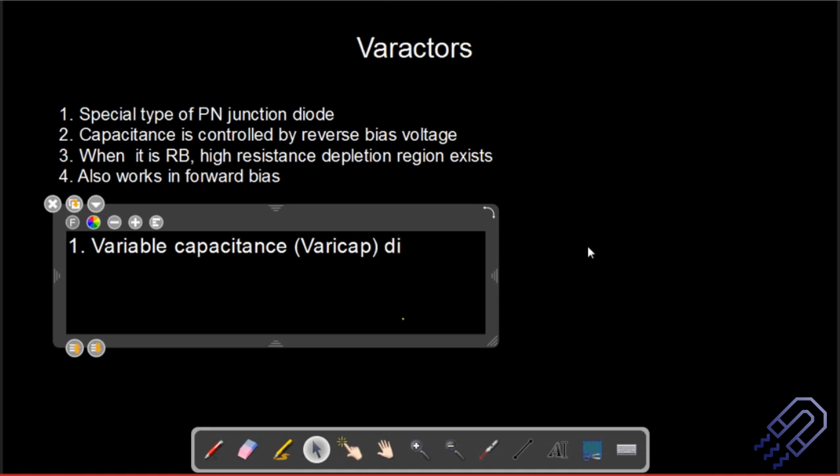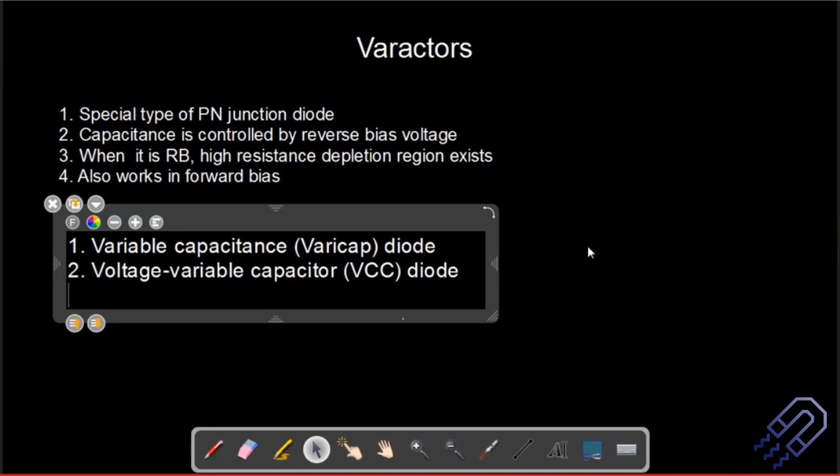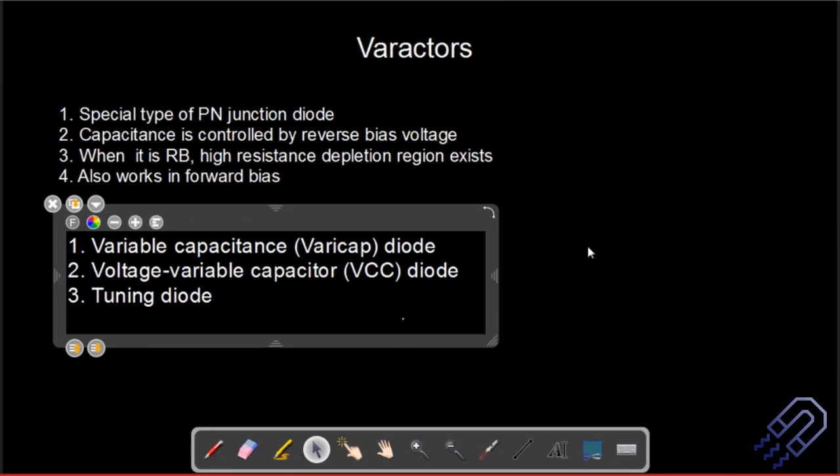This is called a varicap diode. So don't get confused if some other name is given to it. You should be able to do it. This is also called voltage variable capacitor, VVC type. Another name for it is tuning diode. So you can tune the circuit.